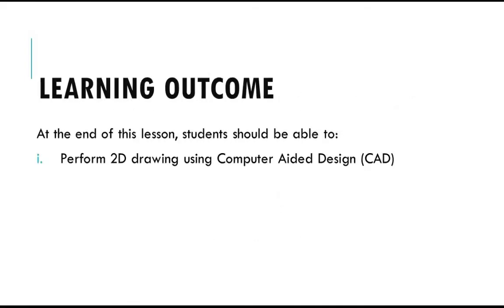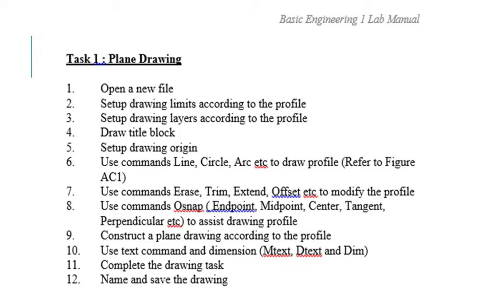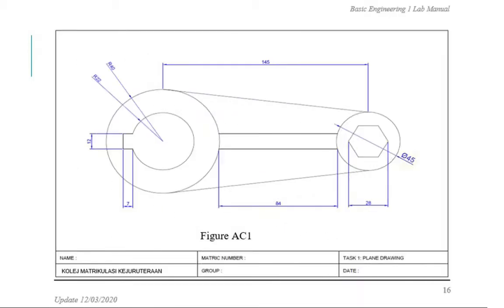Alright, next, this is our learning outcome. At the end of this lesson, students should be able to perform 2D drawing using Computer Design CAD. And if you refer to the Basic Engineering 1 Lab Manual, these are all the procedures we're going to do for Task 1 Plane Drawing. And this is what the drawing will look like.